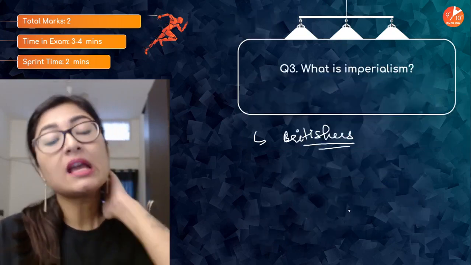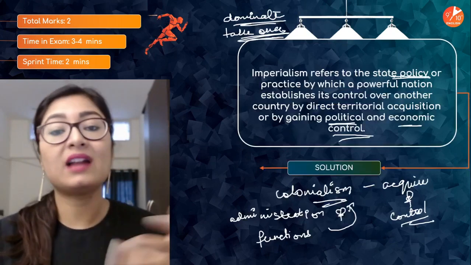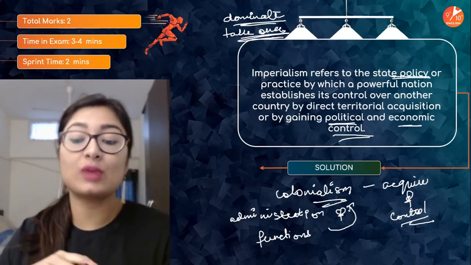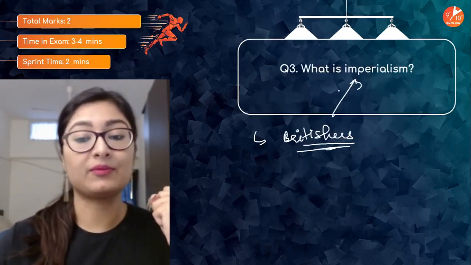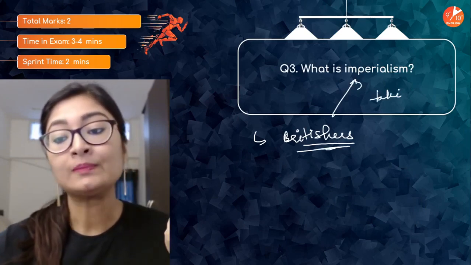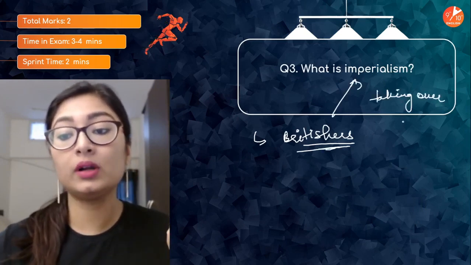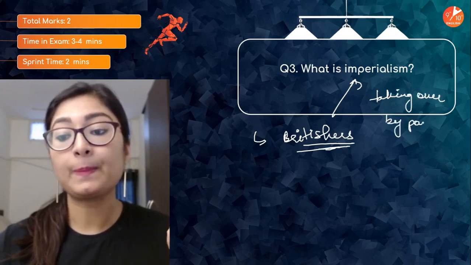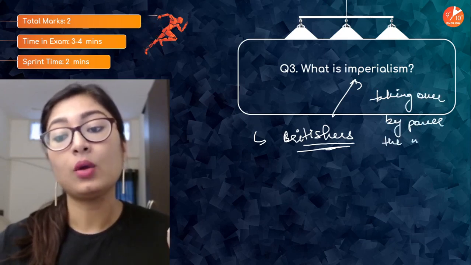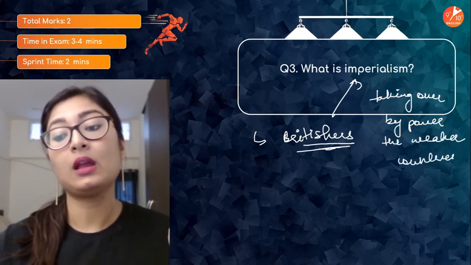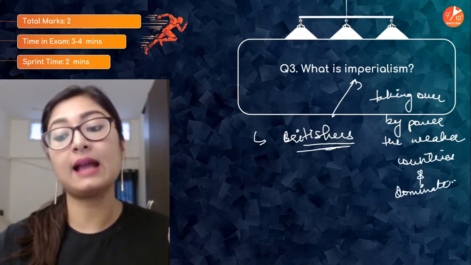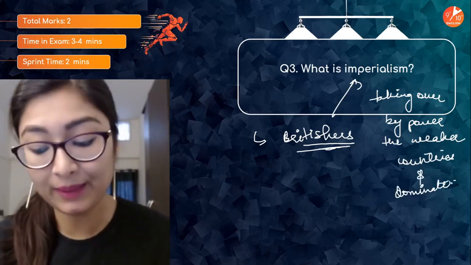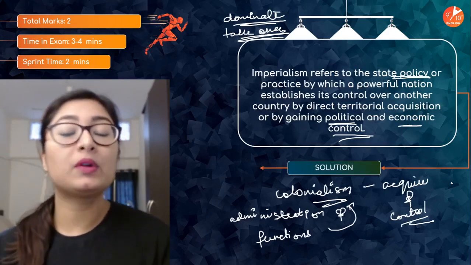So the Britishers, people from England, had done that. French people used to do that. So every one of these was what used to follow imperialism, which is basically taking over the weaker countries by power, and dominating their functions and administration. Okay, so that is what is meant by imperialism.